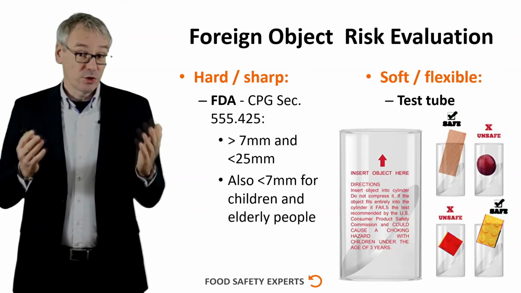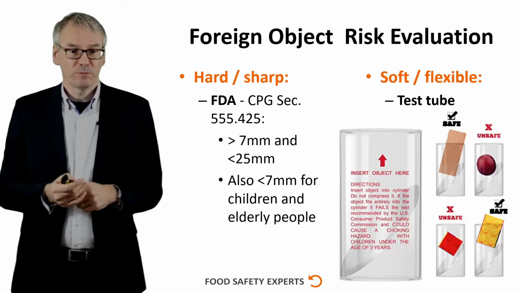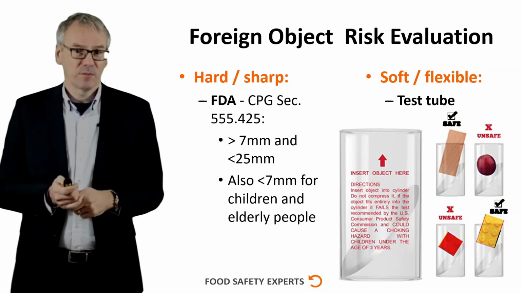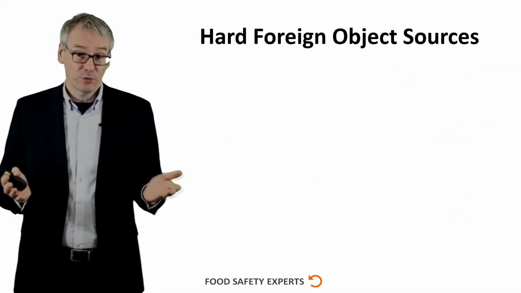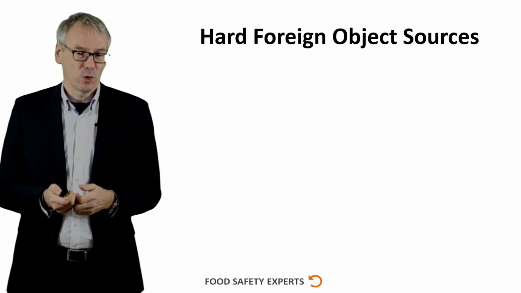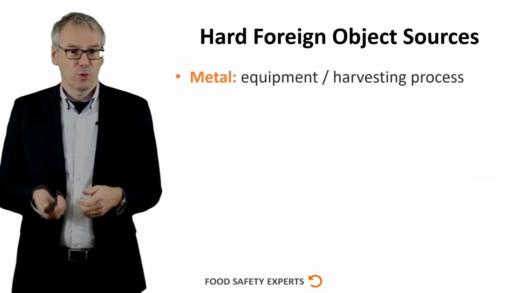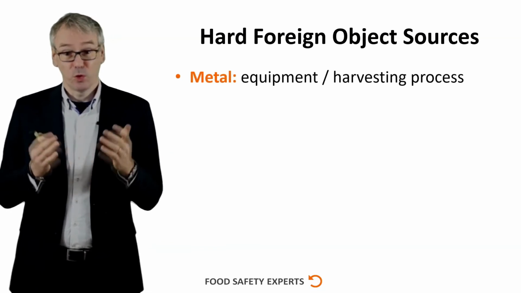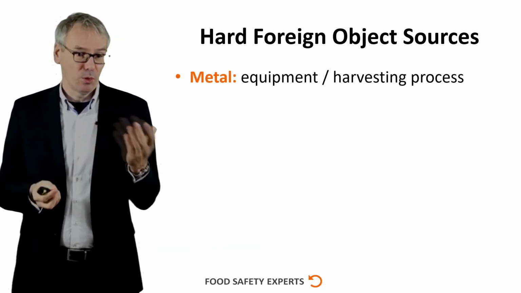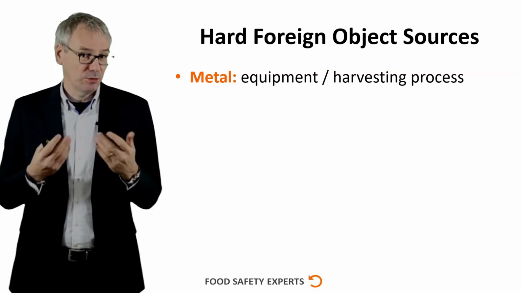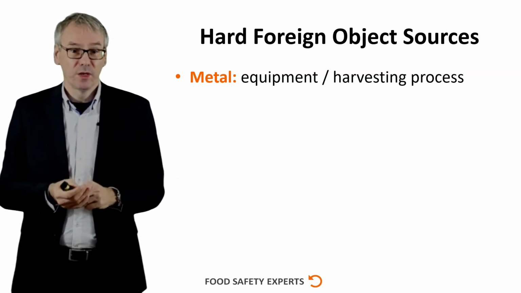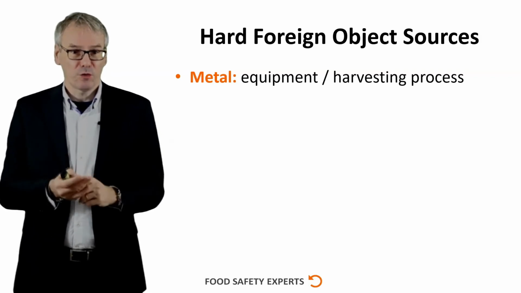Knowing the hazards, knowing the risks is one thing, but knowing your sources is actually where it all starts. So let's have a look at the different sources of the foreign objects. First of all, metal. Metal typically comes from your equipment where bolts and nuts can be vibrating loose, or some parts might just snap off. And of course with the harvesting process.